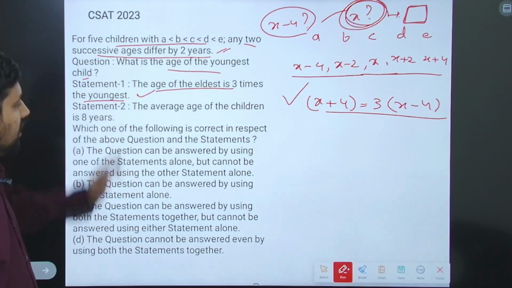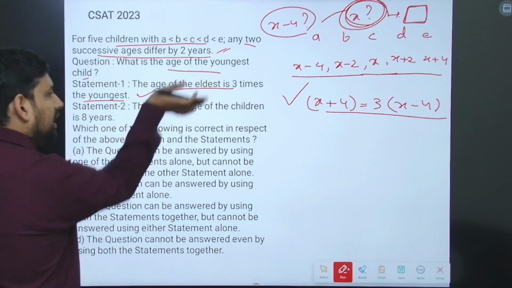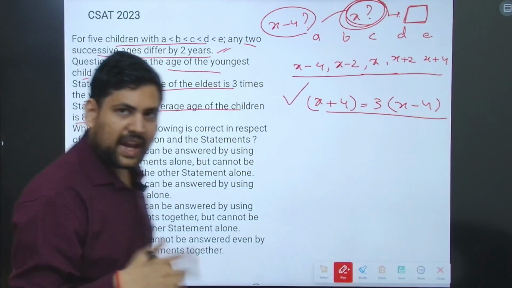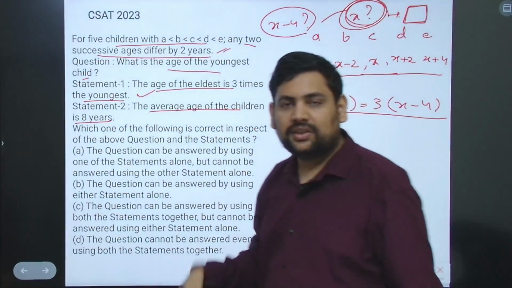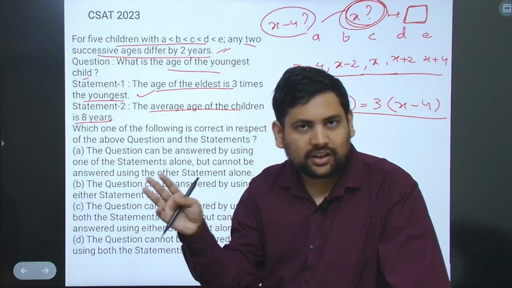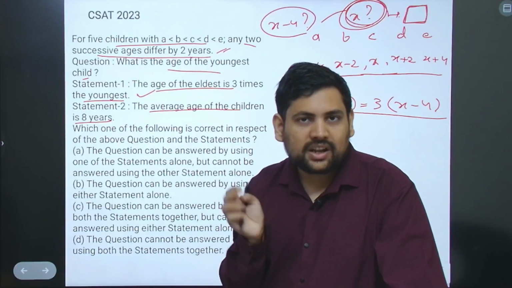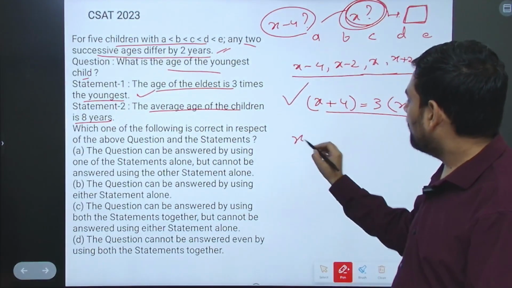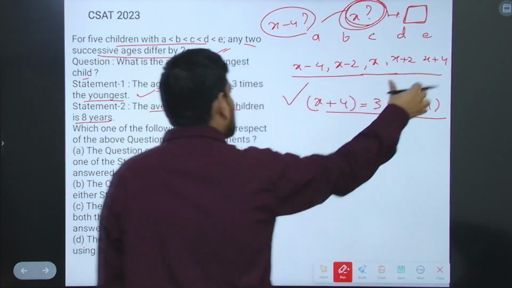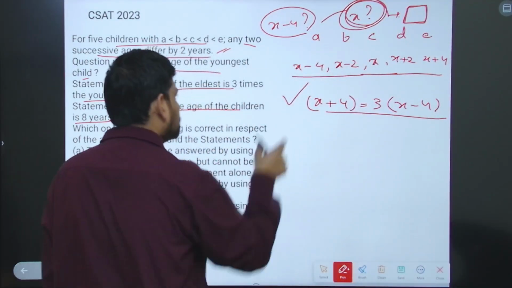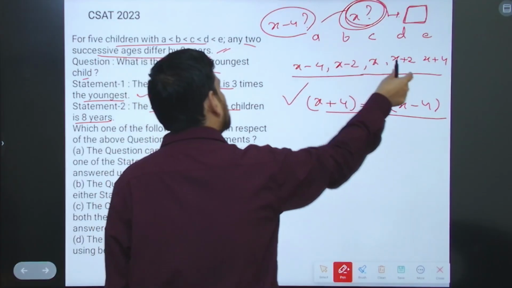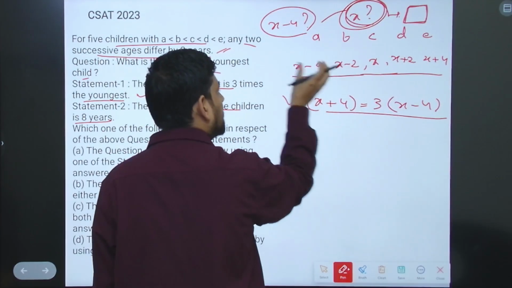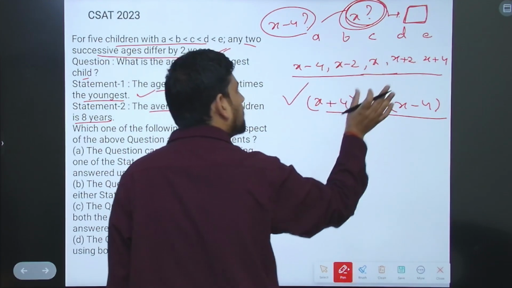Now let's check statement 2. Now forget the first statement. The average age of the children is 8 years. Average age is given. How do you calculate average? You add them all and then eventually divide by the number of children here. So you add all of them. Now we take it like this so that the addition is very easy: x minus 4, x minus 2, x, x plus 2, x plus 4. If you add them all, what will you get? Minus 4 plus 4 cancel, minus 2 plus 2 cancel.